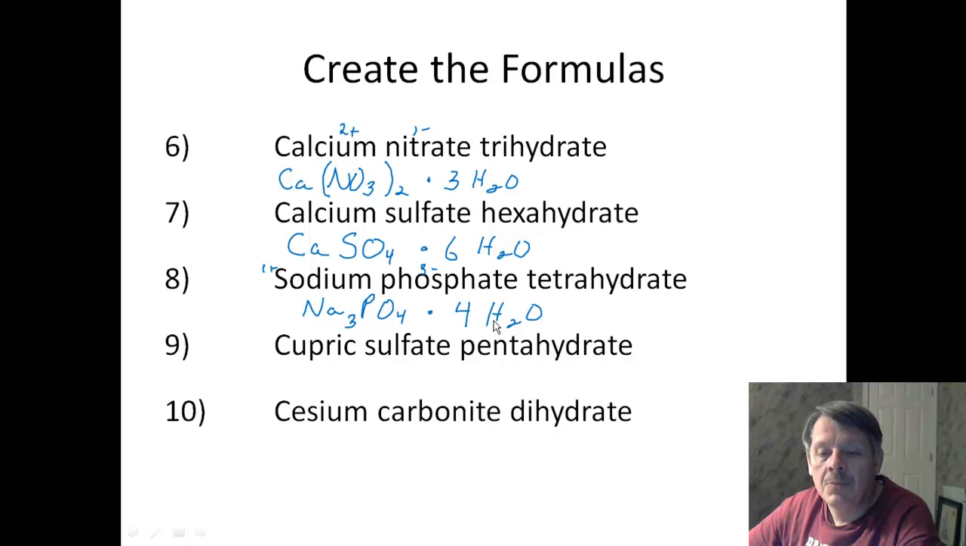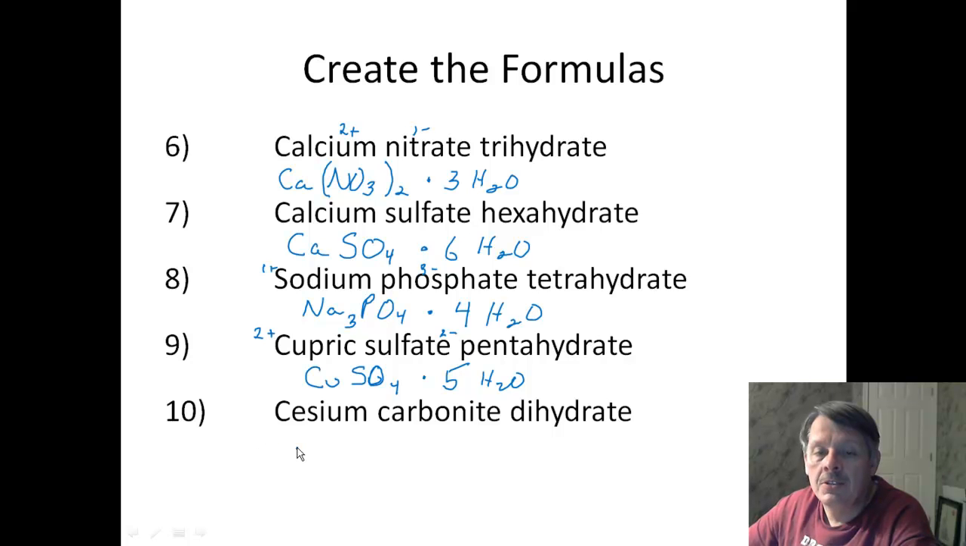All right, cupric sulfate. Ooh, that's kind of tough. That doesn't tell you what the charge is, so you have to go back and look. And cupric is copper with a 2+ charge. And sulfate has a 2- charge, so they're going to cancel each other out. So it's copper 2 sulfate, SO4. And it's going to be penta. Penta is like the pentagon. Pentagon is 5-sided, 5 waters.